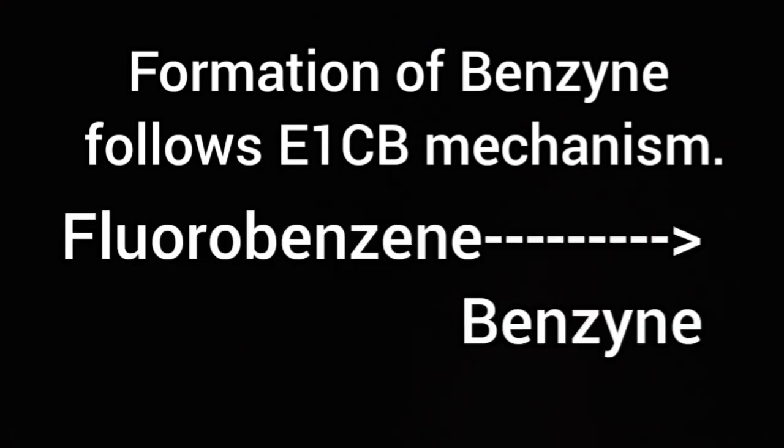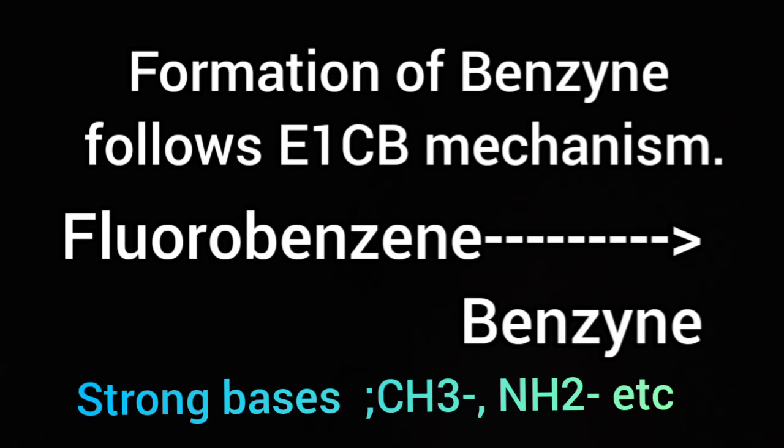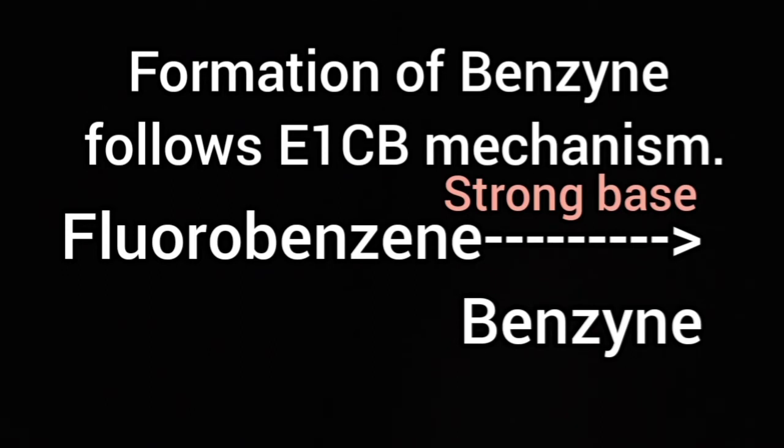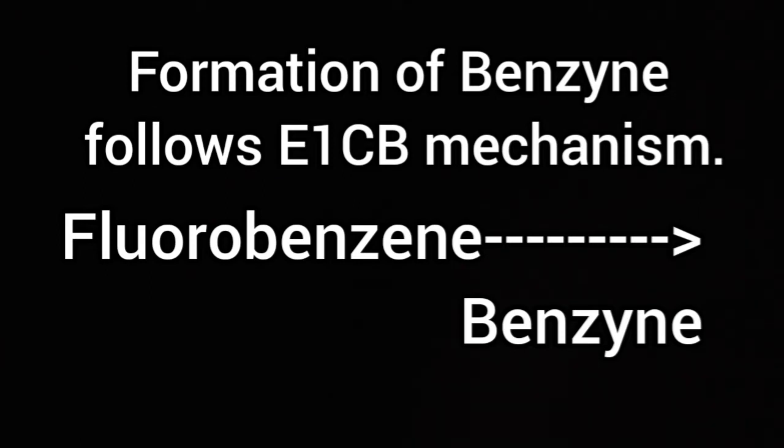You see, in the formation of benzene, you take fluorobenzene in presence of a strong base. The H atom from the beta position is removed and a negative charge is created. The negative charge will form a bond, and the fluorine atom will be removed as F minus, and benzene is formed. So formation of benzene from fluorobenzene also follows the E1CB mechanism.